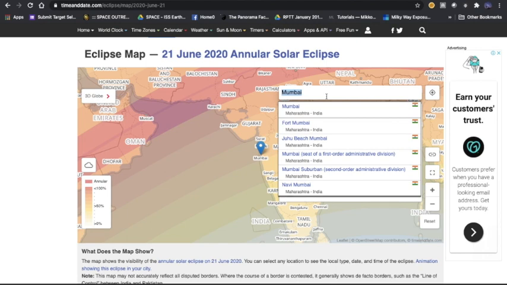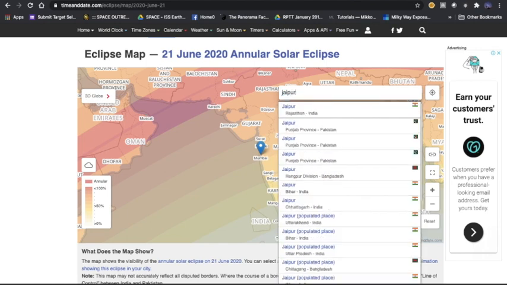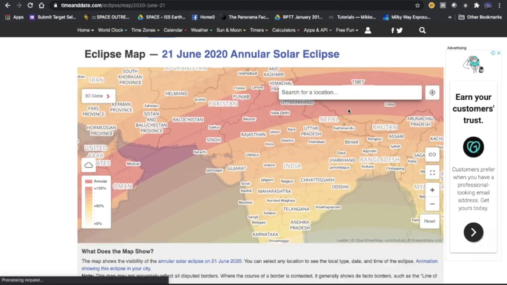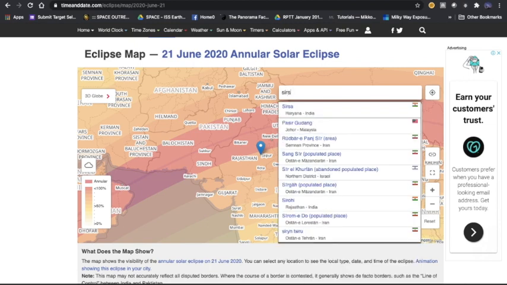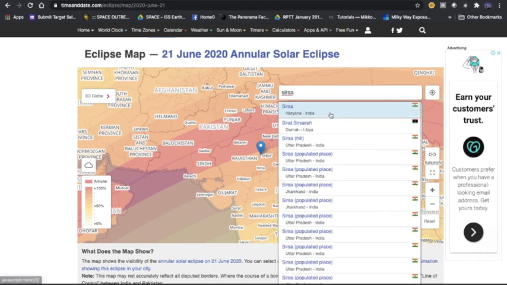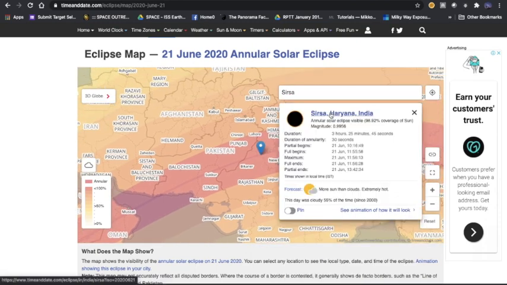It's increasing. Let's write Jaipur, right? So Jaipur is 88.45%, right? Let's come to Delhi. We have already searched for Delhi. Let's go to somewhere where the eclipse is full. Say Sirsa. Sirsa in Rajasthan or Haryana is a place where you can see the complete eclipse. And here, Uttarakhand. Yes, so it's 98.92% because it's an annular eclipse.